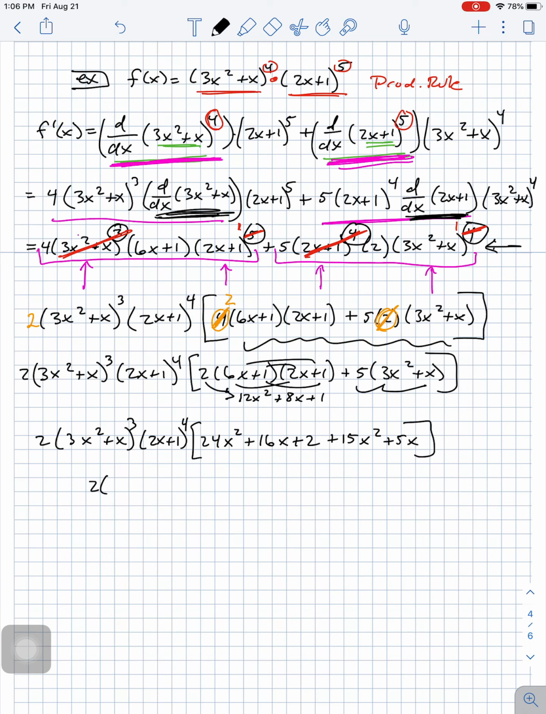So this is going to become 2(3x^2 + x)^3(2x + 1)^4. And then I'm left here with, let's see, 24 and 15, that's 39x^2. And this is going to be 21x, and this is a 2. All right, hopefully I made it through that without a typo, but this is your derivative.